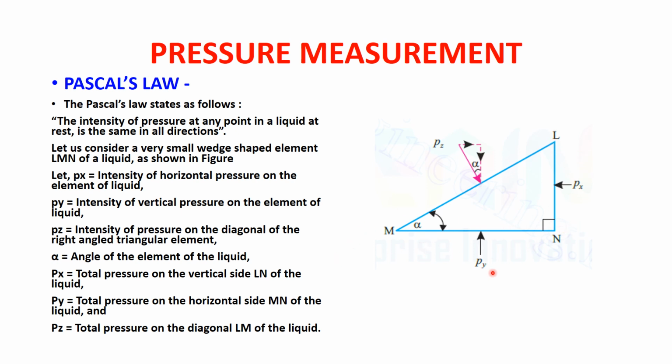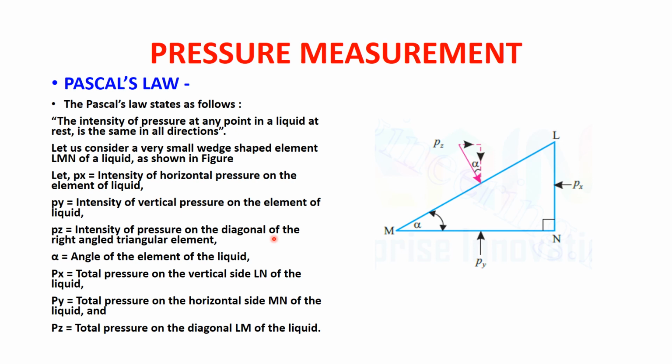On the face LN, the horizontal force which is acting is Px. On the face MN, the vertical force which is acting is Py, and on the face LM, the force acting perpendicular to LM is Pz. So all have their own directions of pressure, Px, Py and Pz. This triangle LNM is a right angle triangle, but LMN is an acute angle, so it is given the angle alpha.